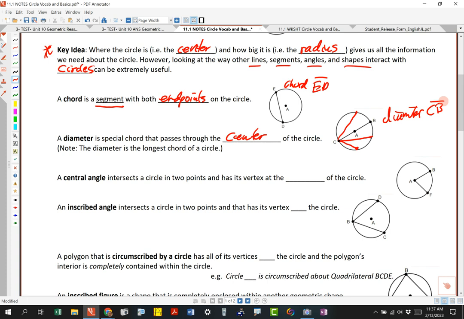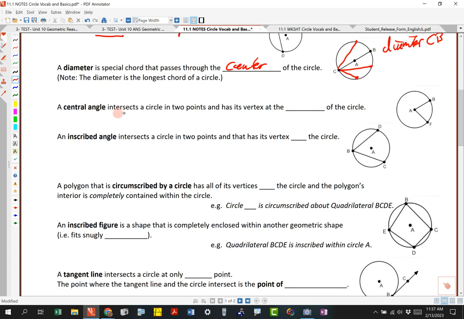If we wanted that to be a line, we would put arrows on each one of the endpoints. Okay? So next thing, this is called a central angle. A central angle intersects the circle in 2 points, and it has its vertex at the, no surprise, center of the circle. So this angle right here is a central angle, and it would be angle BAF, or FAB if you wanted to write it like that.